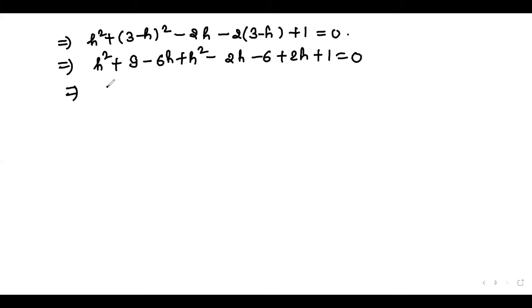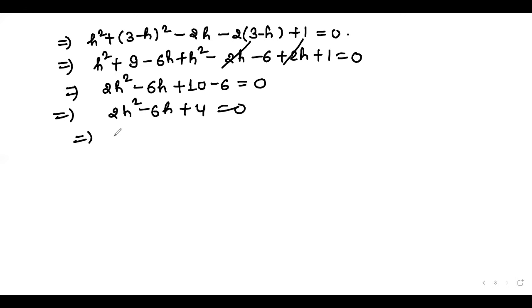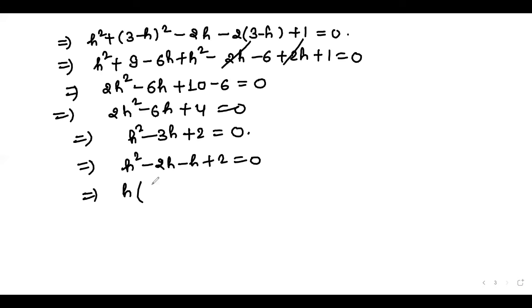So you are getting 2h square minus 6h plus 10 minus 6 equals 0. So here it is 2h square minus 6h plus 4 equals 0. So it is h square minus 3h plus 2 equals 0. Splitting the middle term, h square minus 2h minus h plus 2 equals 0. So h common, h minus 2 minus 1 (h minus 2) equals 0. So getting h equals 1 or h equals 2.